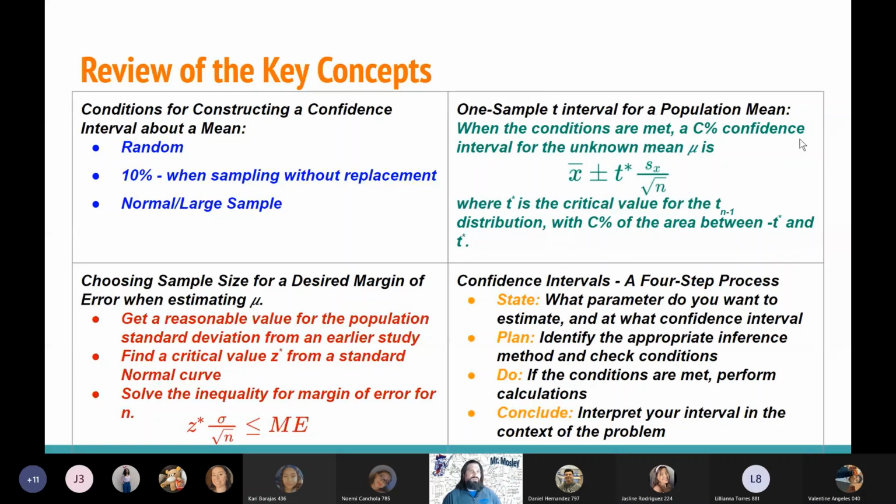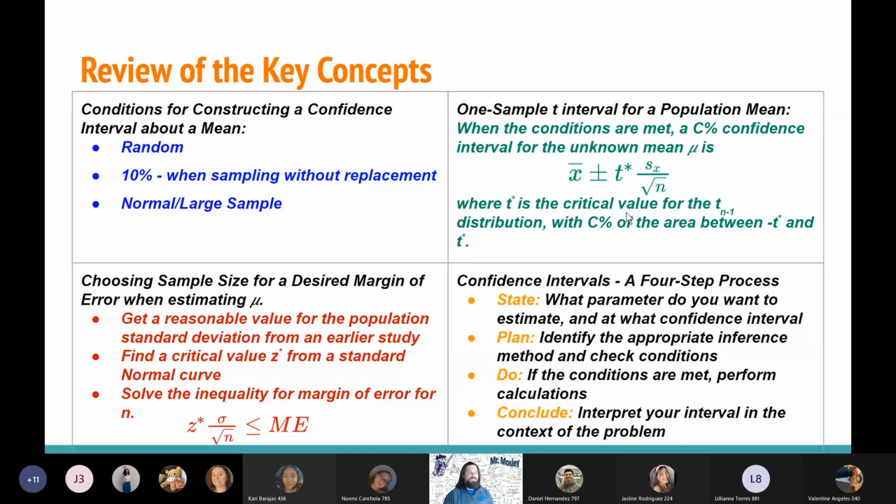The inference method that we saw yesterday was the one sample t-interval for a population mean. It's very similar to the inference method we learned for proportions, where you have your statistic plus or minus the critical value times the standard deviation of the statistic. Same idea. We have our statistic x bar plus or minus t star, the critical value using the t-distribution, times the standard error, otherwise known as the standard deviation of our statistic based on our sample data, which is the sample standard deviation divided by the square root of the sample size.